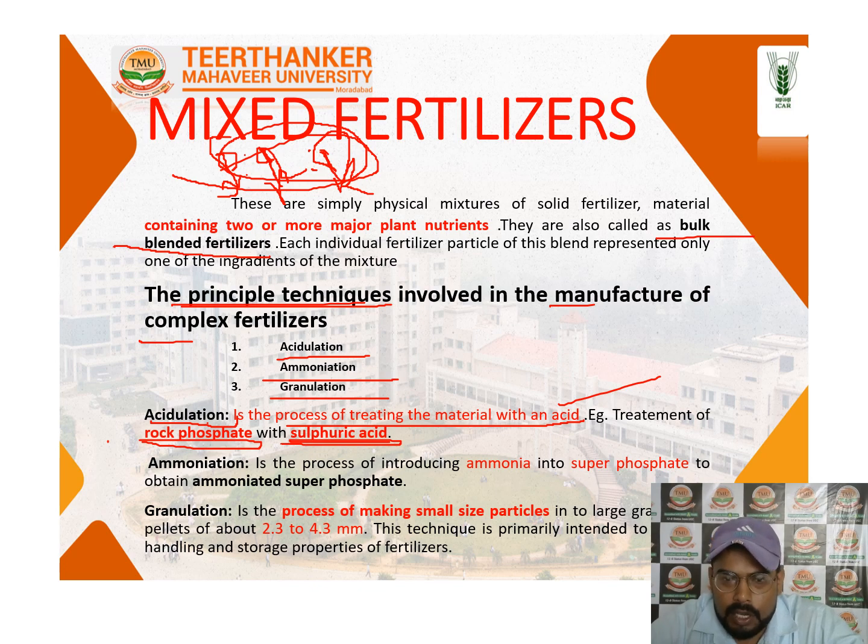Next is ammoniation. Ammoniation is the process of introducing ammonia into superphosphate to obtain ammonium superphosphate directly. This is called ammoniation.